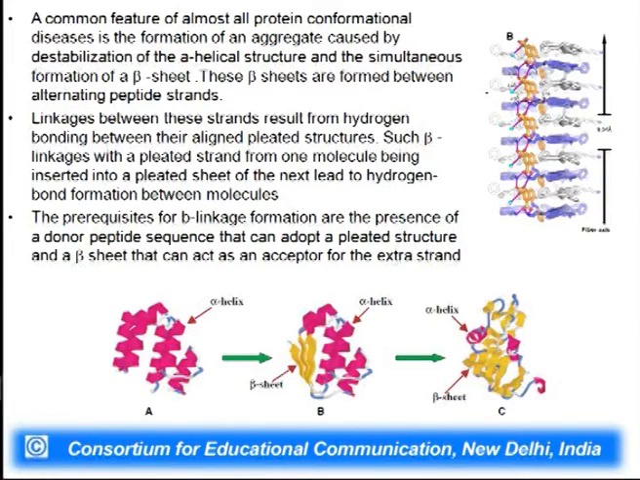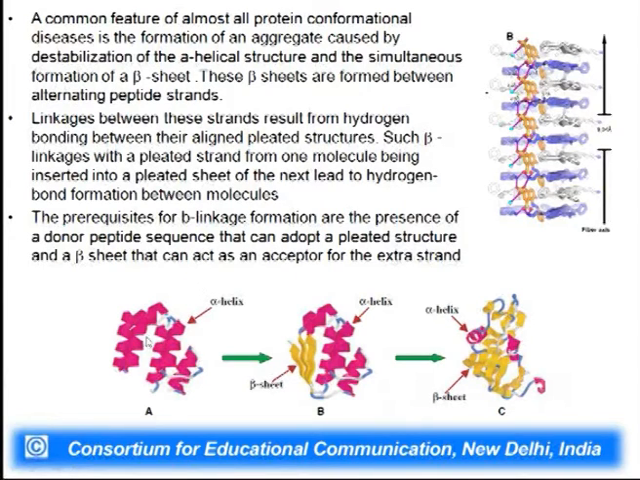Such beta linkages, with a pleated strand from one molecule being inserted into a pleated sheet of the next, lead to hydrogen bond formation between the molecules. So, there is a prerequisite that there has to be one donor peptide sequence and one beta sheet which is an acceptor of the other peptide sequence.